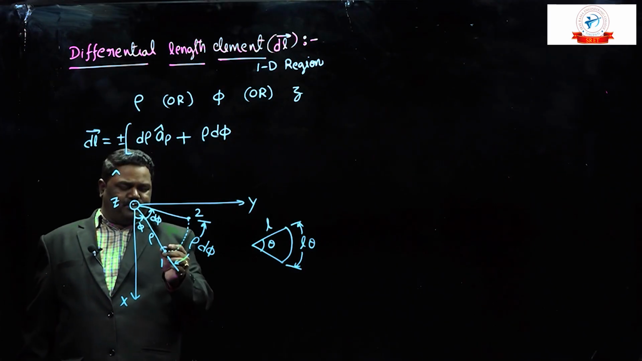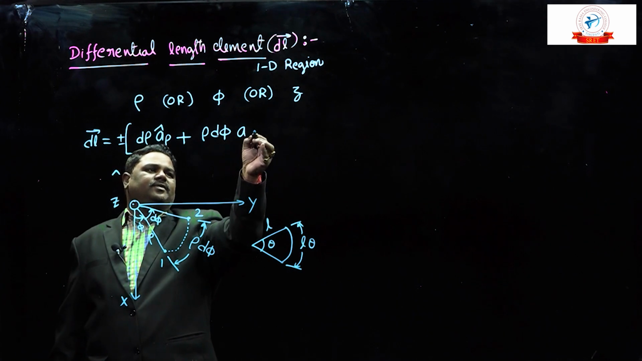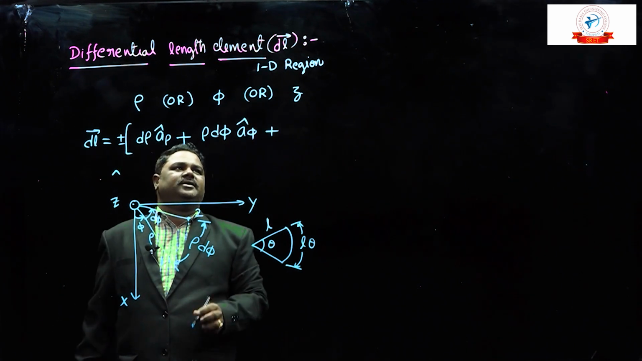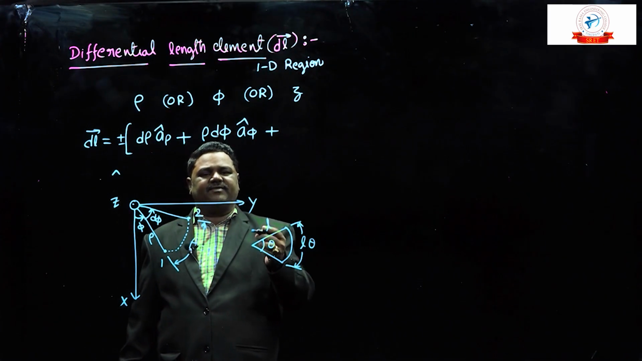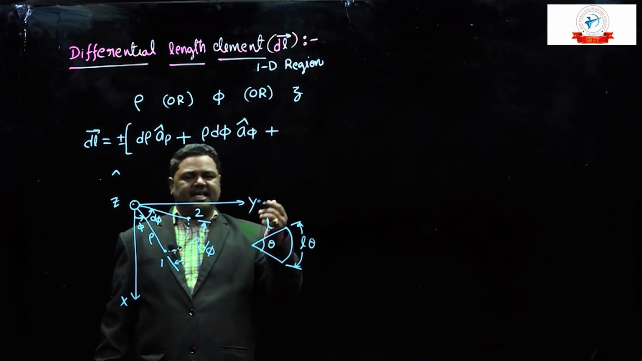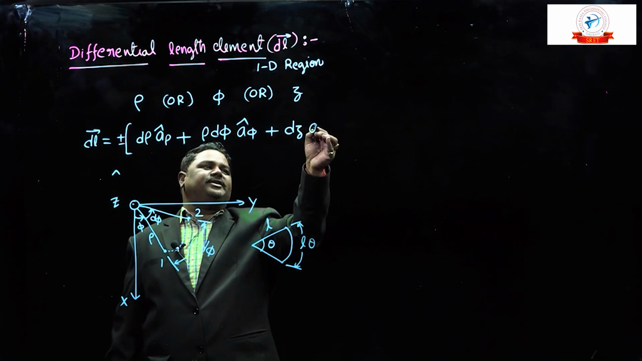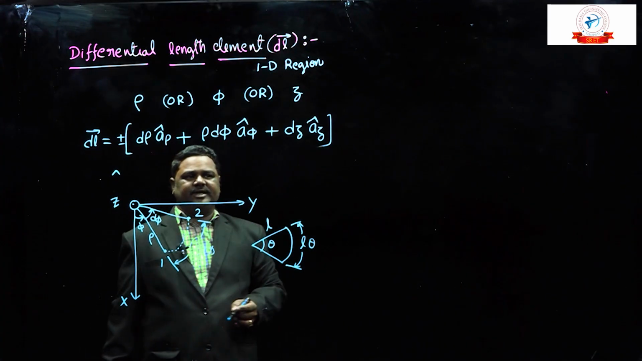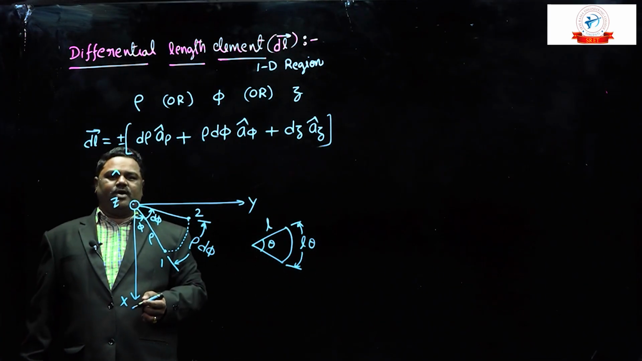And it is moving in which direction? Along incrementing phi, that is a phi cap. Or what is the differential length due to z? z itself is already a length. This is a length along the z axis. So its differential length is directly dz and the direction is plus or minus az cap. Like this we can write down the differential length element in cylindrical coordinate system.